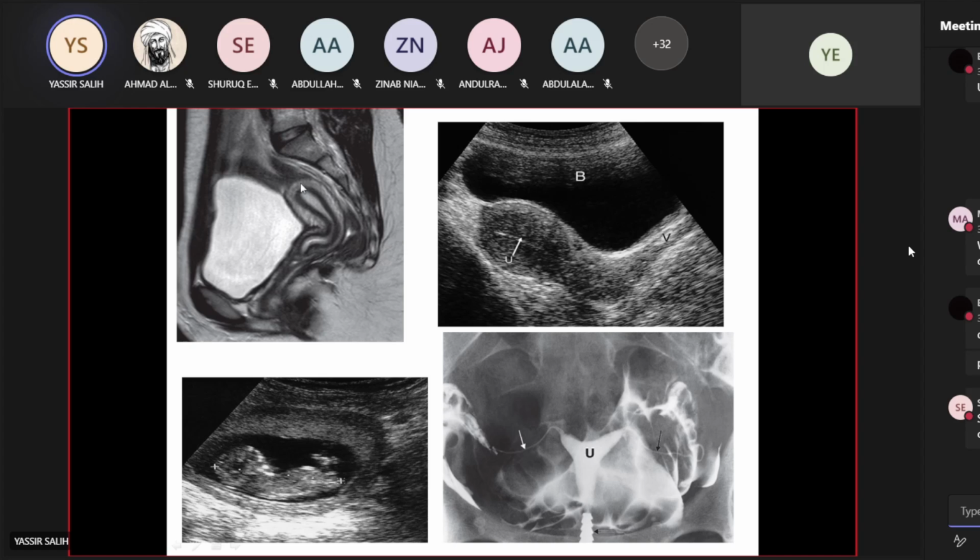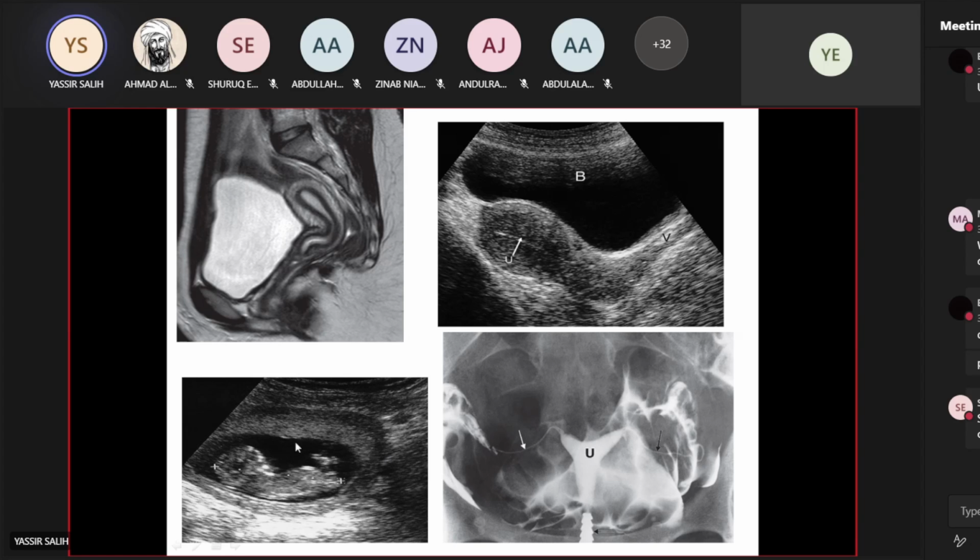This is MRI T2. Urine appears hyperintense, sagittal. This is the endometrium. And this is the myometrium. Regarding the layers, regarding the structure, this is the uterus. This is the cervix of the uterus. From here, this is the vagina.